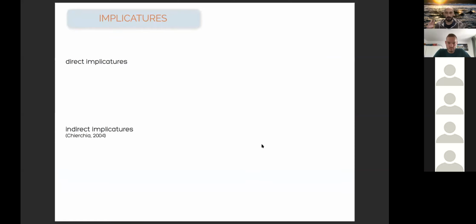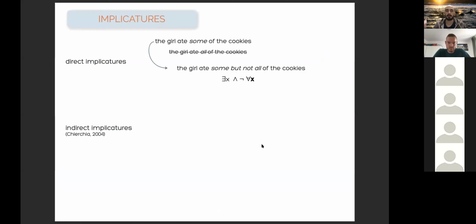So now you should know a lot more things about implicatures, right? You should have clear in mind what direct scalar implicatures are: inferences triggered by elements like some. If you have a sentence like the girl ate some of the cookies, you compare it with the stronger alternative, the girl ate all of the cookies, and then you infer that the stronger alternative doesn't hold, you negate it, and you get the girl ate some, but not all of the cookies, which in logical formulas is something like this. This would be some, and this is not all, okay?